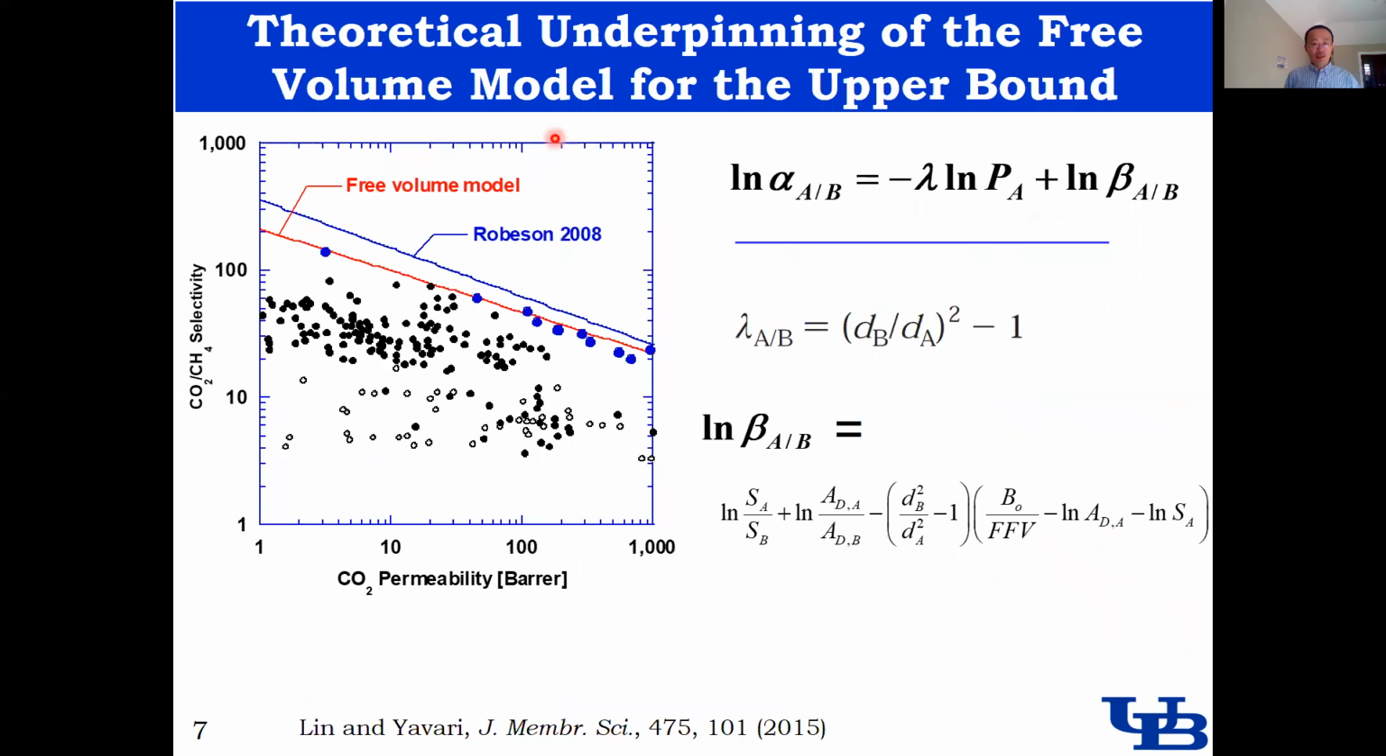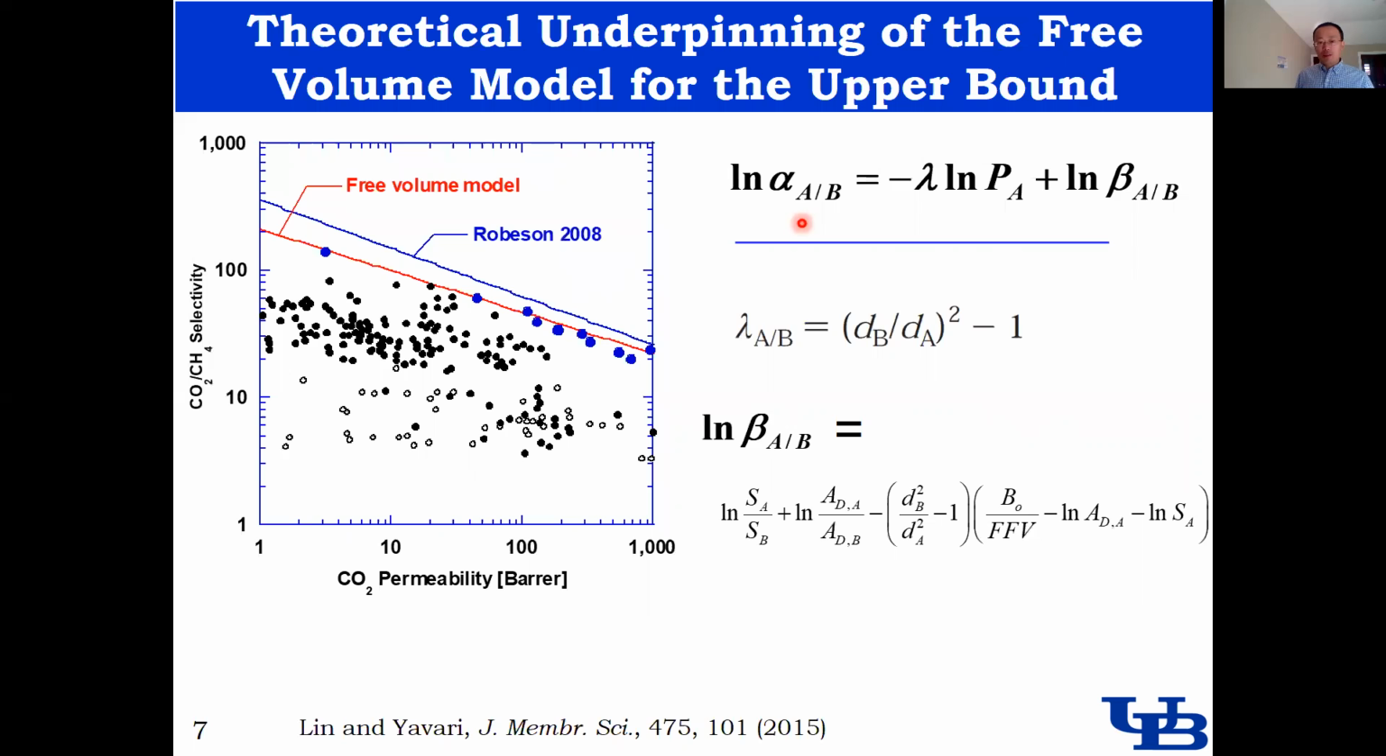In 2015, we took this approach to predict the upper bound for different gas separations. This is an example for CO2 methane. This red line is the predicted upper bound using the free volume model. As you can see, it's actually quite consistent with Robeson's empirical upper bound.